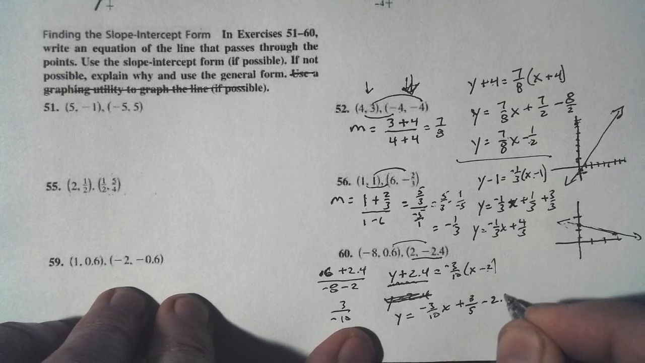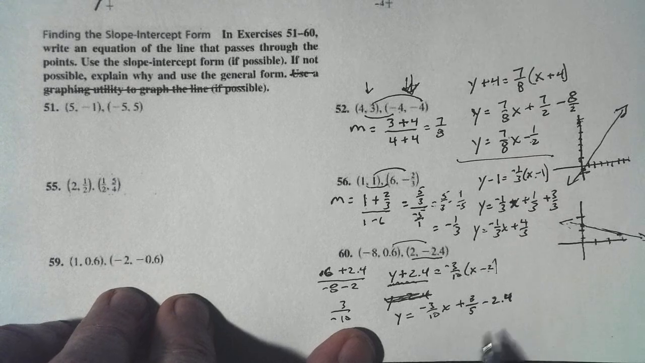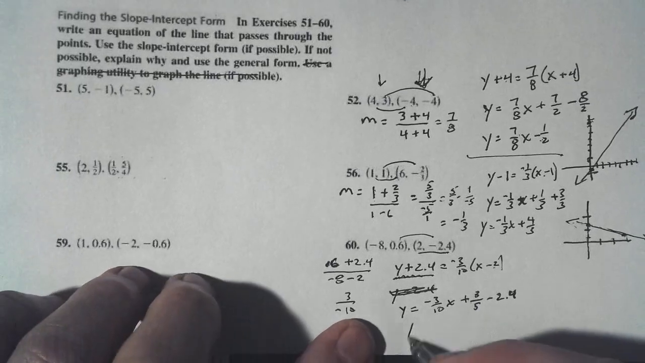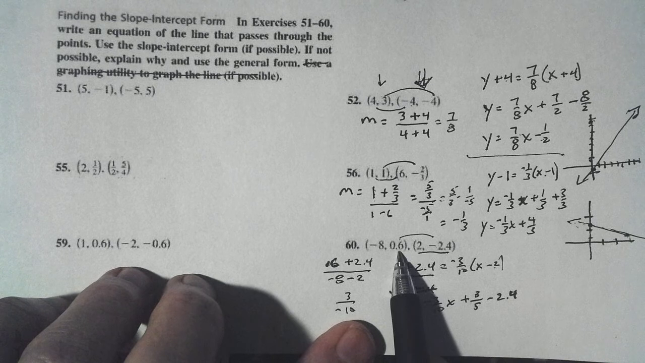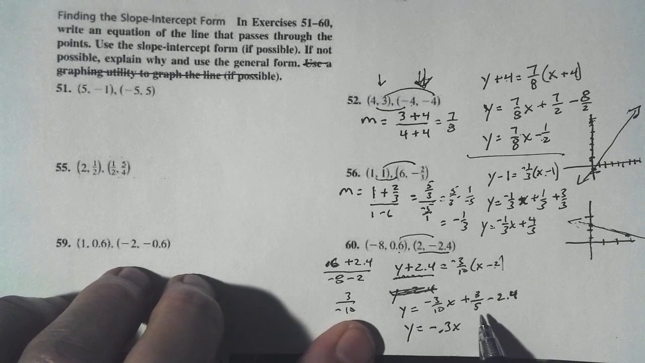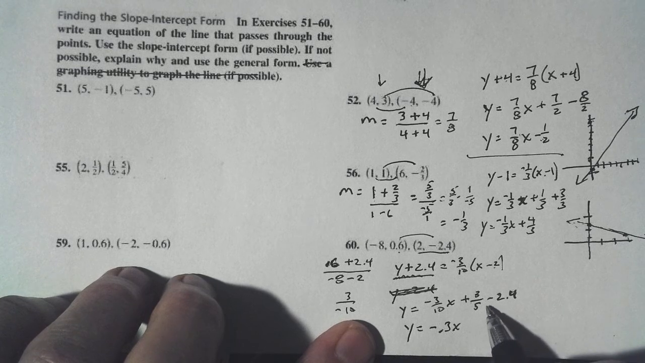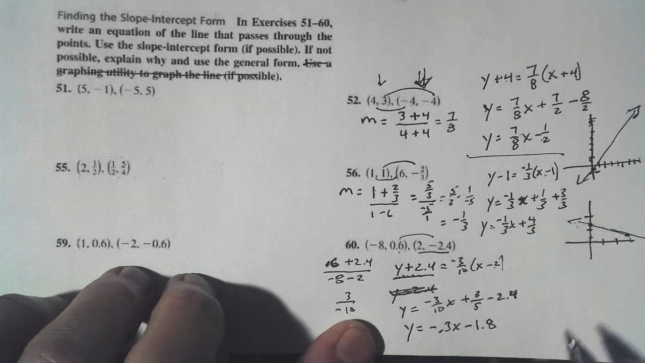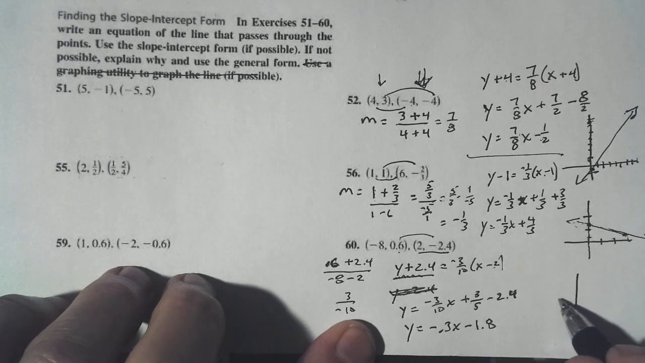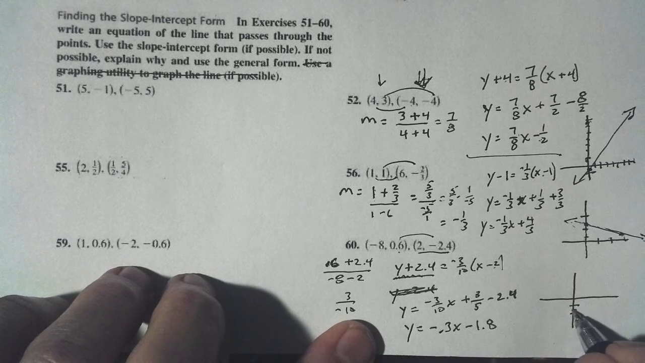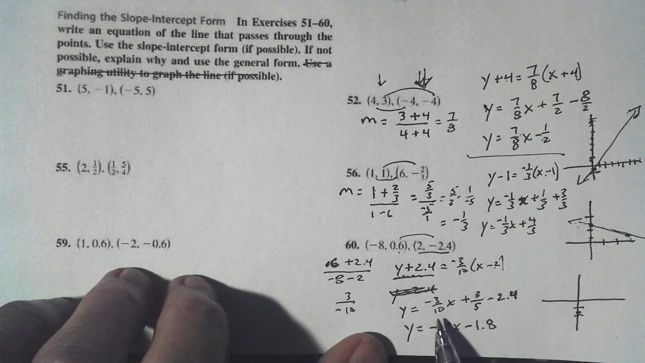minus 2.4. And you can go to calculator on this, but I recognize this as 0.6. So we get y equals, maybe I'll just put everything in decimals since they started in decimals. Negative 0.3x. I have 0.6 minus 2.4, minus 1.8. So let's see. Our y-intercept, negative 1.8, negative 3/10.